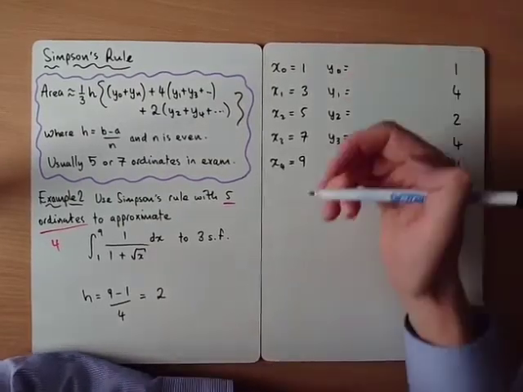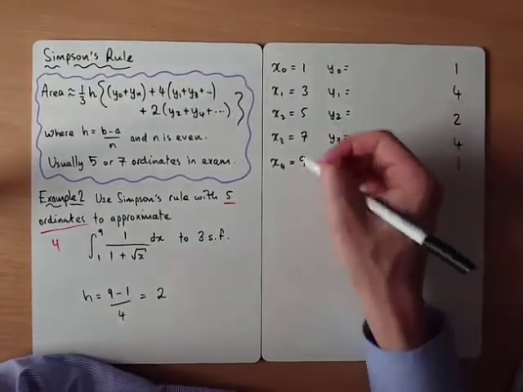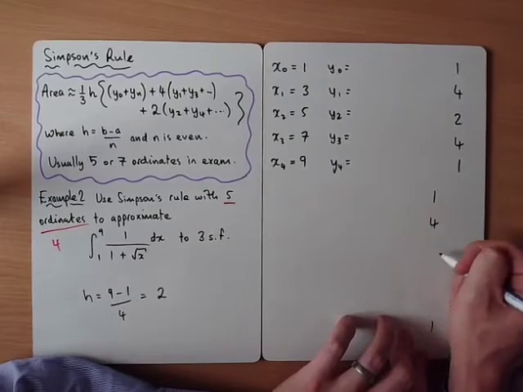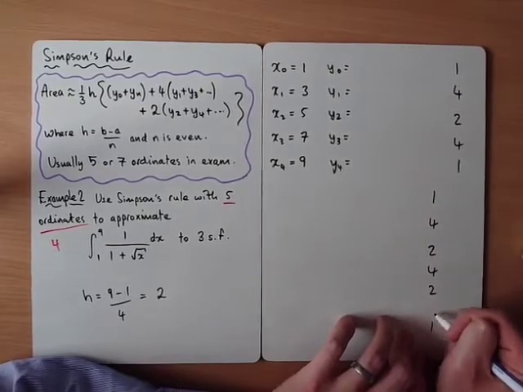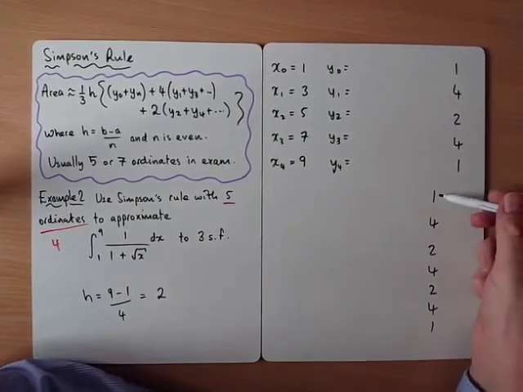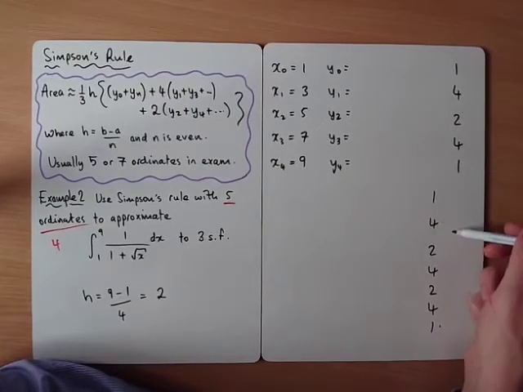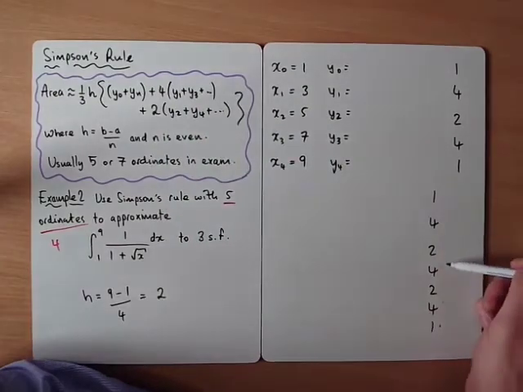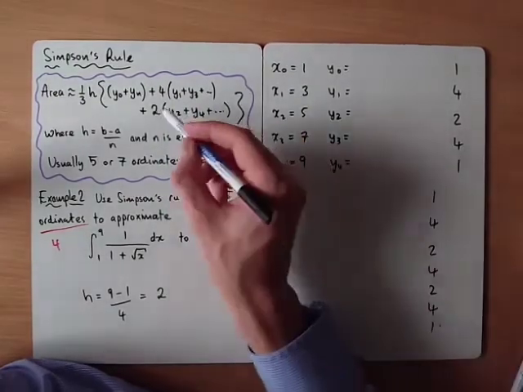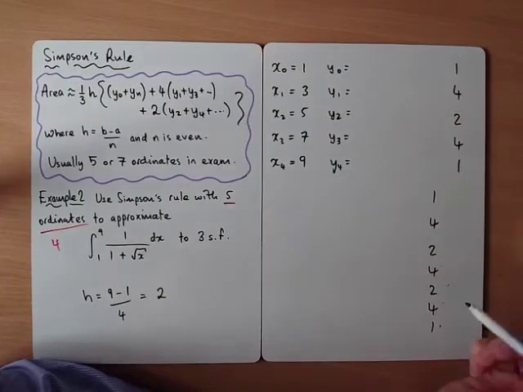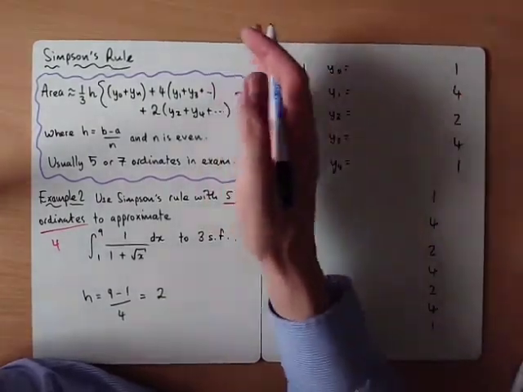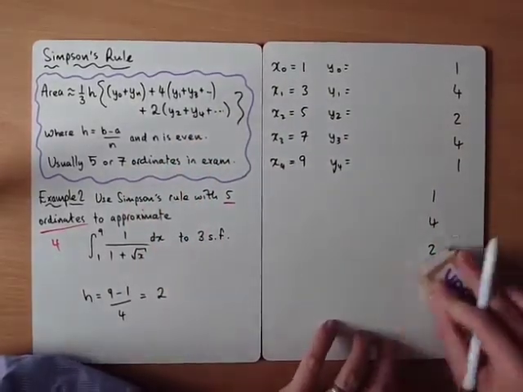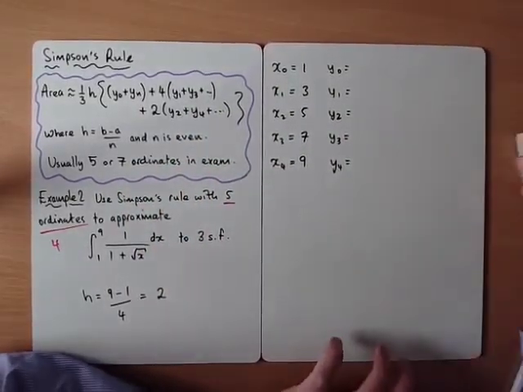If there would have been 7 ordinates, then the pattern would still start and end with 1, and then it'd be 1, 4, 2, 4, 2, 4, 1. First and last always count once. Then the odds, which is y1, y3, y5, count 4 times, and the evens, y2, y4, would be counted twice. But as long as you label this correctly, start with x0, and sub them in the right place, you should be fine.